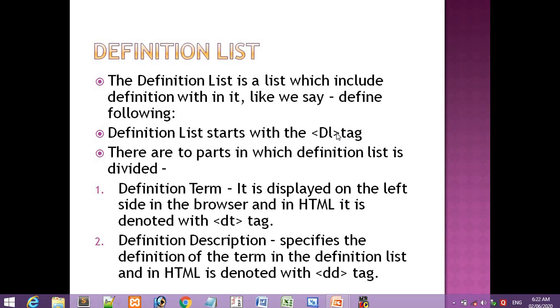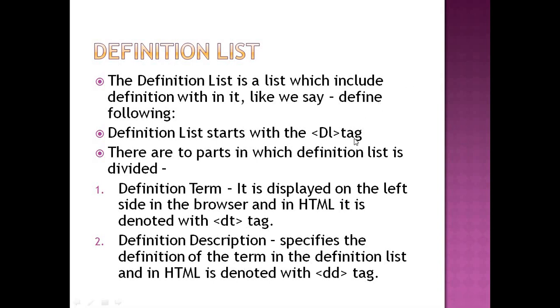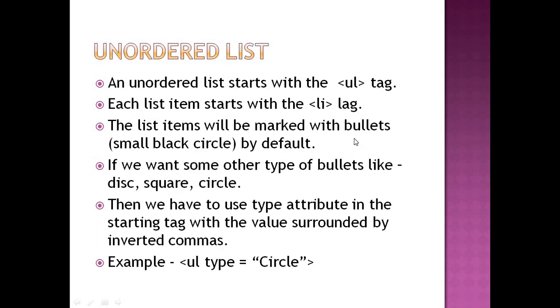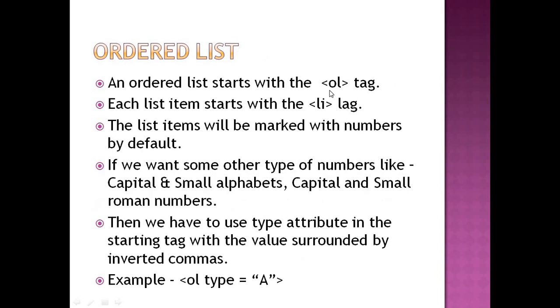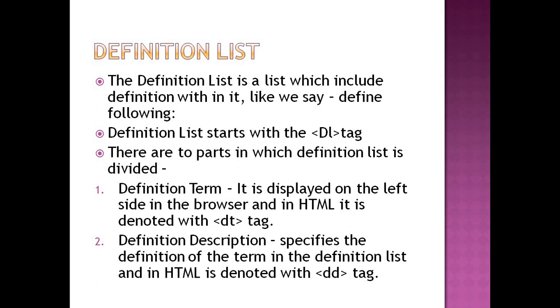In the same way, for defining the ordered list, which tag were we using? We were using the OL tag. And for defining the unordered list, we were using the UL tag. Like here, see, for defining the unordered list we were using the UL tag, and for the ordered list we were using the OL tag. In the same way, for defining a definition list, we have to use the DL tag.